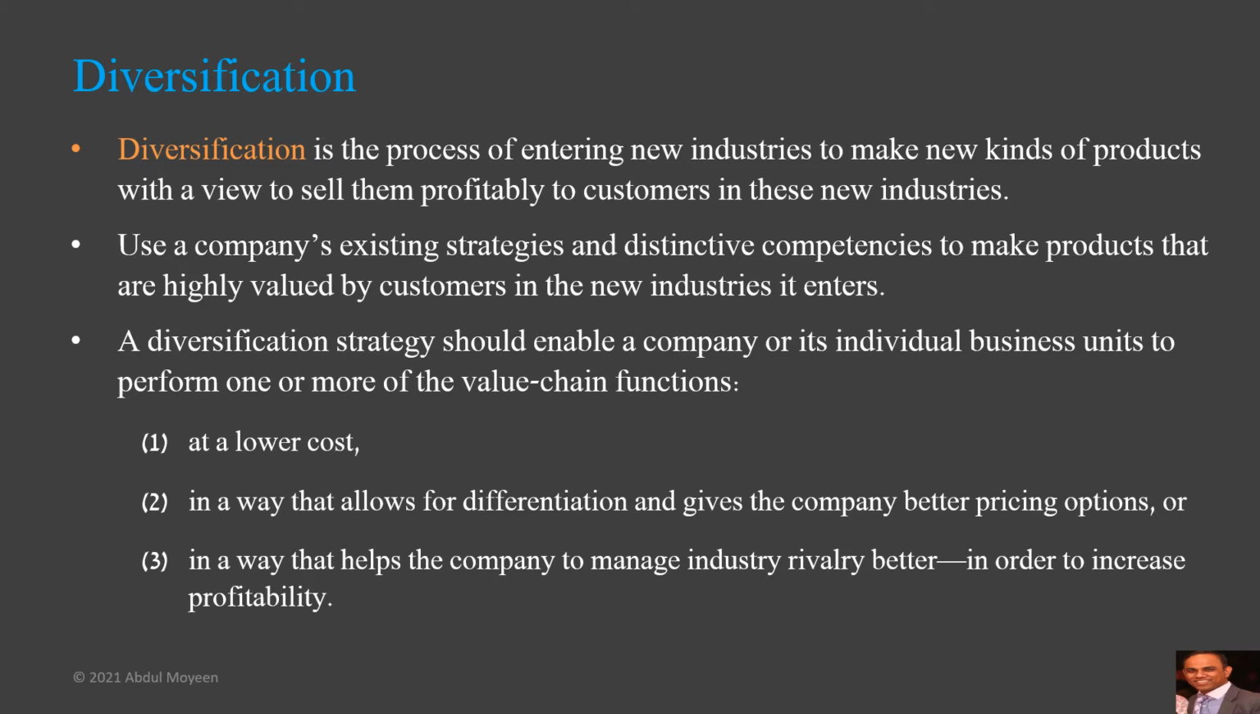So, a diversification strategy should enable a company or its individual businesses or business units to perform one or more of the value chain functions at a lower cost or in a way that allows for differentiation, and gives the companies better pricing options, that is premium pricing options, or in a way that helps the company to manage industry rivalry better. Companies do all these things in order to increase profitability through diversification.